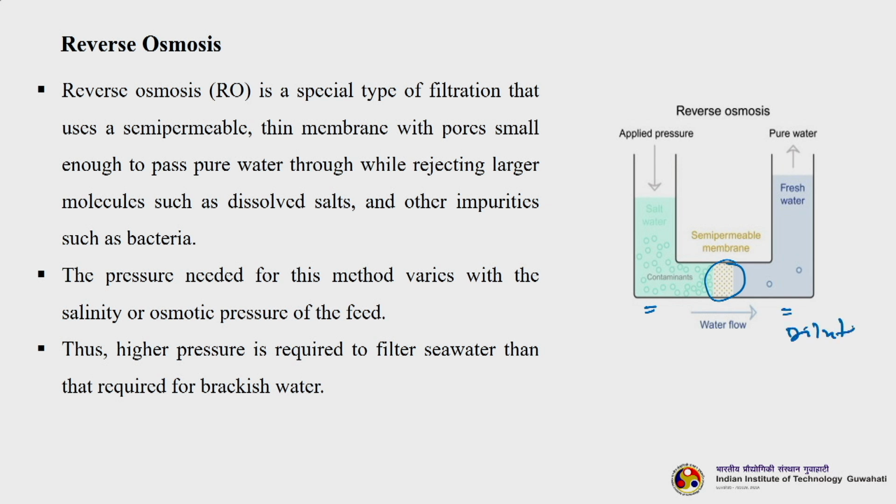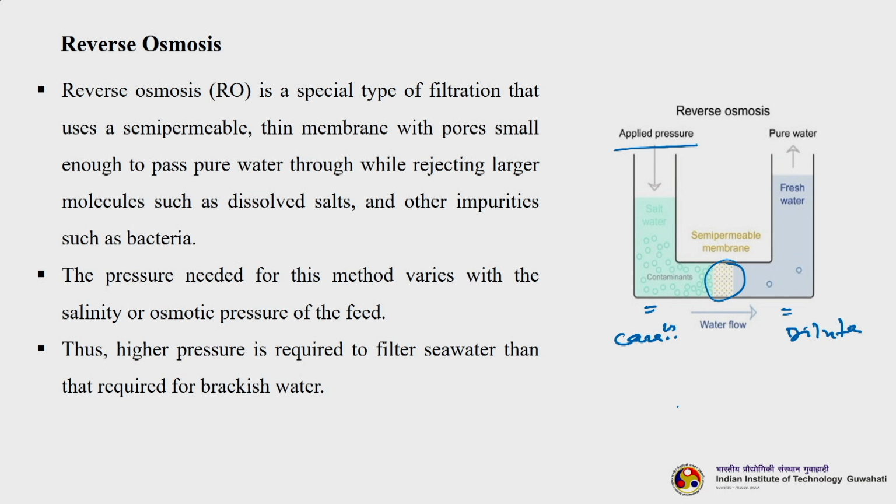As you know, in RO we need to apply a pressure which should be sufficient to overcome the osmotic pressure. The applied pressure must overcome the delta pi, the osmotic pressure difference, so that water flows from the concentrated side to the dilute side, against its chemical potential gradient. That is why we need to overcome the osmotic pressure difference.